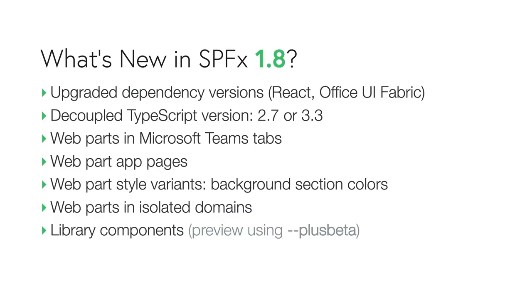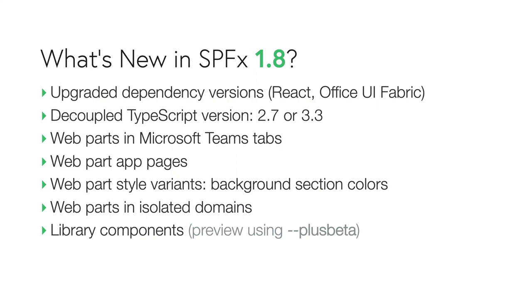The biggest change is probably that they upgraded a lot of the dependency versions, including dependencies like React, if you're choosing the React-based web part template, or if you're using React in an extension, and the Office UI Fabric has been updated as well. They have also decoupled the TypeScript version. It's not built into their build process anymore. You can actually choose between 2.7 or 3.3, for example, and I'll show you how to upgrade that.